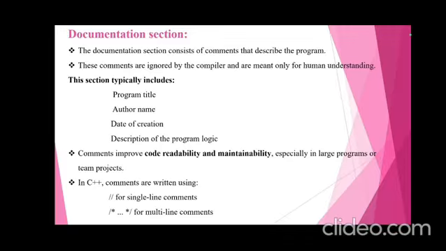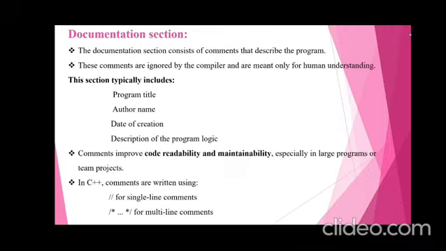The document section consists of comments that describe the program, which means this section contains explanations written by the programmer to describe what the program does. These comments are ignored by the compiler and are meant only for human understanding. It means the compiler does not execute these comments, they are only for developers to read and understand the code better. The document section typically includes program title, author name, date of creation, and description of the programming logic.